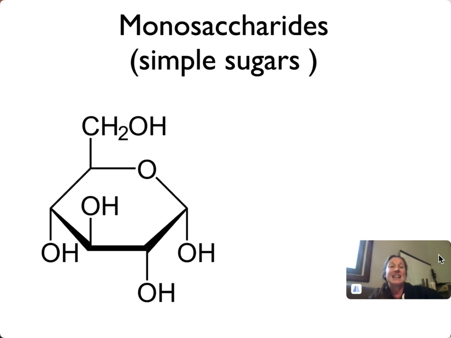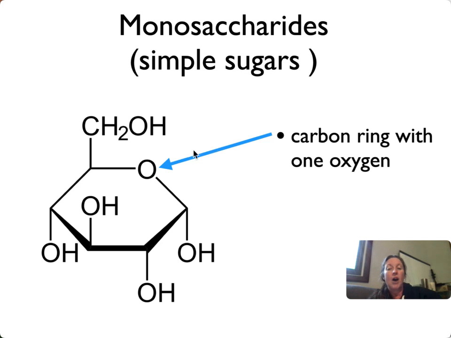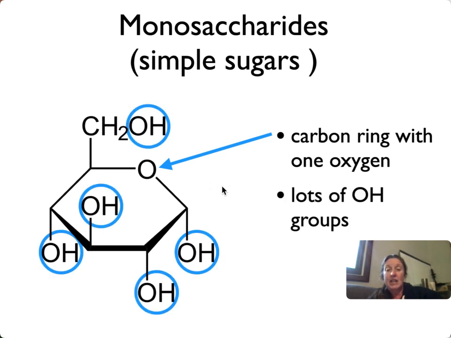Okay, let's take a look at monosaccharides. Mono, again, means one. Saccharide means sugar. These are also often called simple sugars because they are single units of sugar. Monosaccharides always take the shape of a carbon ring. So remember, the carbons are the bend in the molecule here. A carbon ring that has one oxygen in it, sort of like a necklace where this is the jewel hanging down. The other thing about monosaccharides is that they have tons of hydroxyl groups.